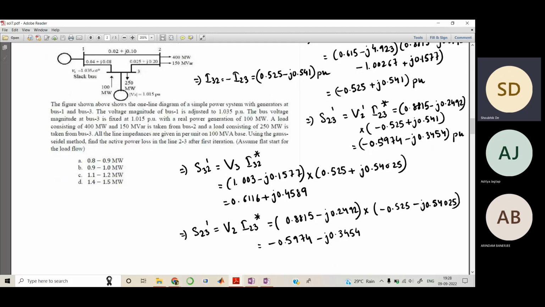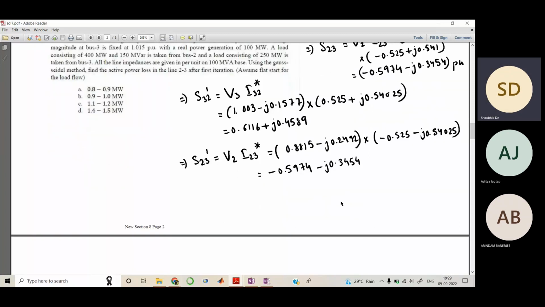Yeah, I have written, there is a repetition of this, sorry. This S23, I have again written it here. I will erase this. So here you can see that I have changed this minus, right? Because this was conjugate and this plus has been changed to minus. It comes out to be this.